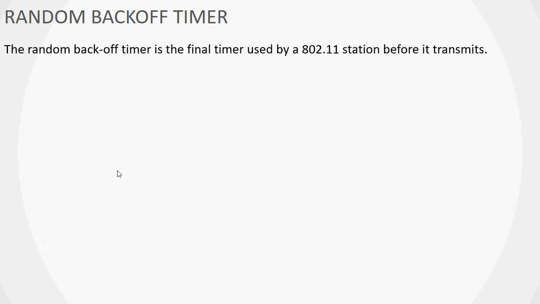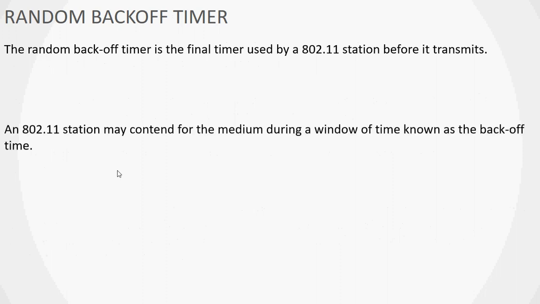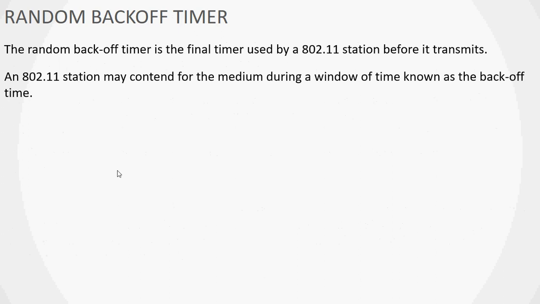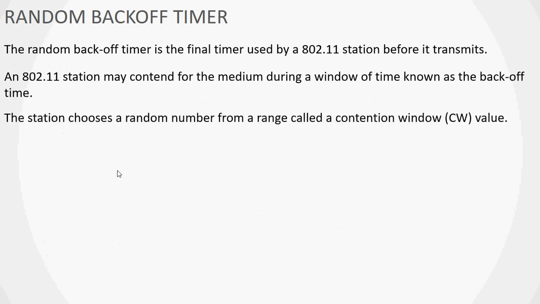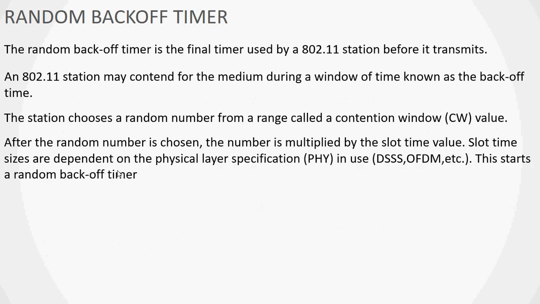Okay. Now the fourth component of a DCF is the random backoff timer. What is it? The random backoff timer is a final timer used by an 802.11 station before it transmits. So an 802.11 station may contend for the medium during a window of time known as the backoff time. The station chooses a random number from a range called the contention window value. After the random number is chosen, the number is multiplied by the slot time value. Slot time size depends on the physical layer specification, whether it uses DSSS, OFDM, HR/DSSS, etc. This starts a random backoff timer.